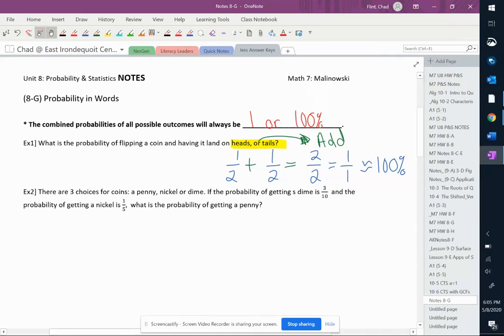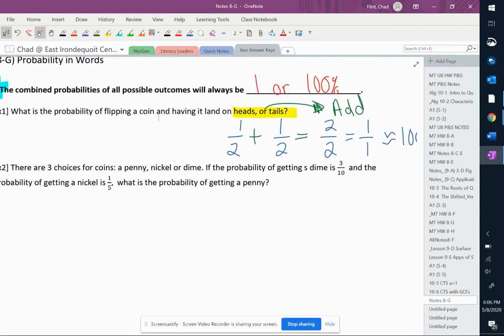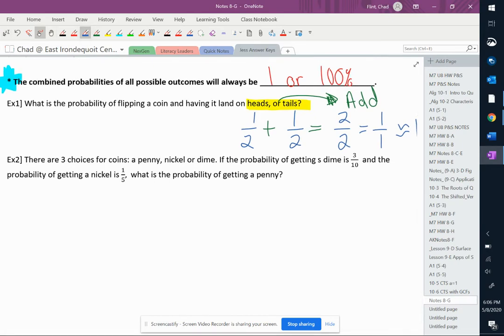Okay, example 2. We're going to keep in mind the fact that we learned from above, that the combined probabilities of all possible outcomes will always be 1 or 100%. So example 2 is telling me that there are 3 choices for a coin. You can pick a penny, a nickel, or a dime. If the probability of getting, let's just say, a dime is 3/10 and the probability of getting a nickel is 1/5, what is the probability of getting a penny?